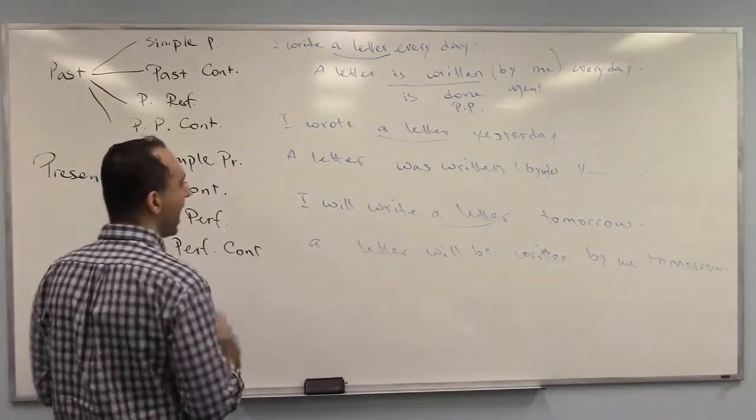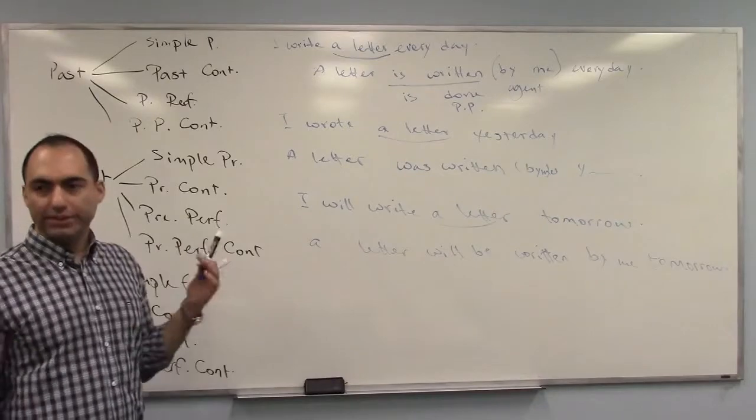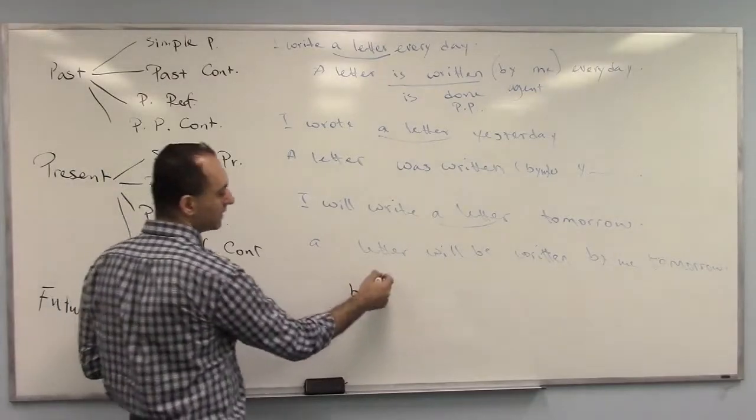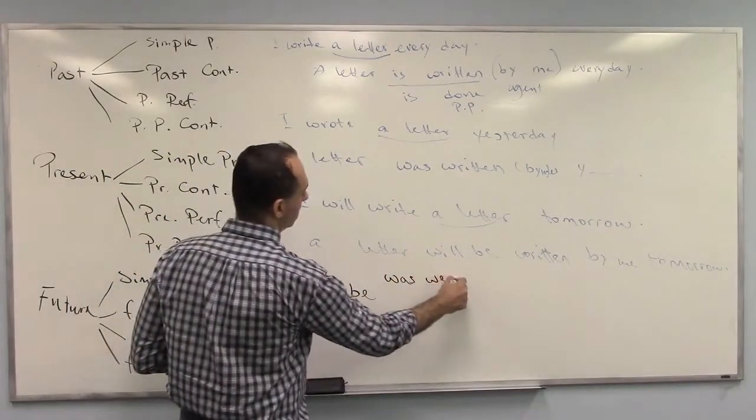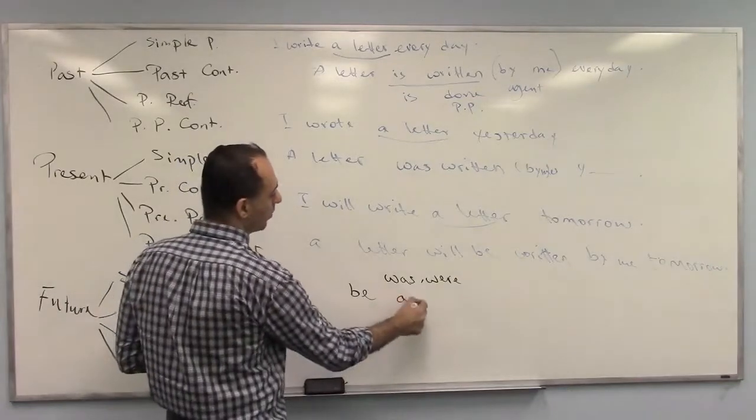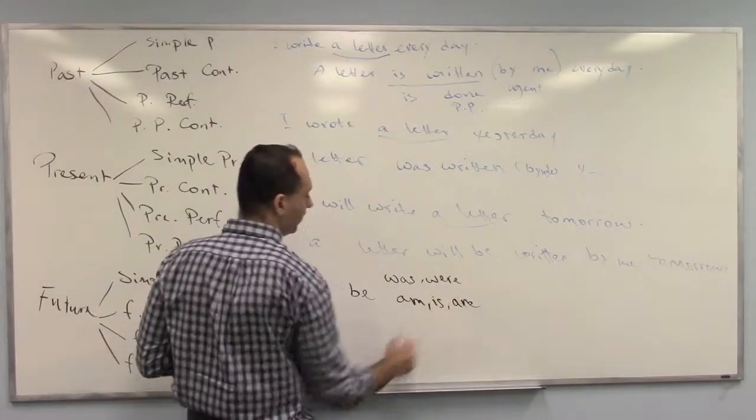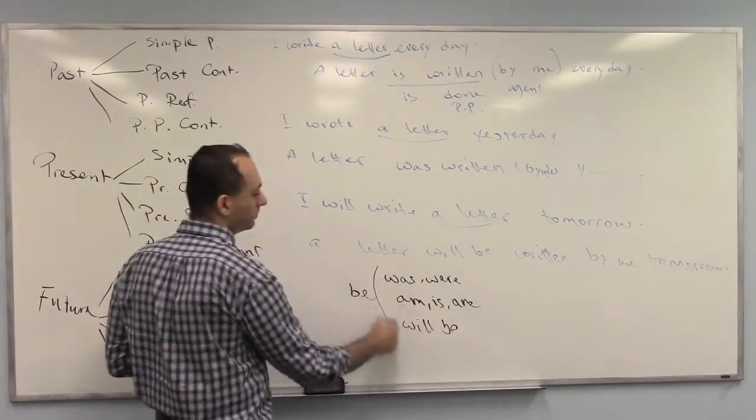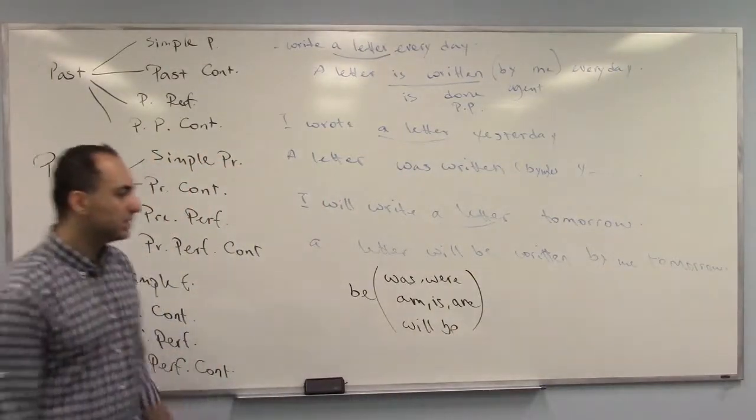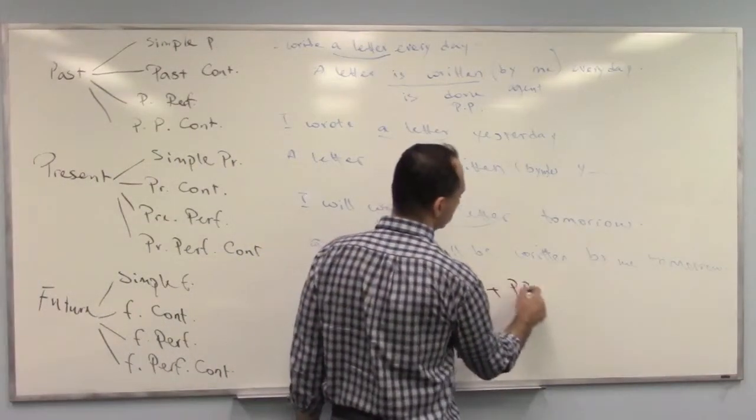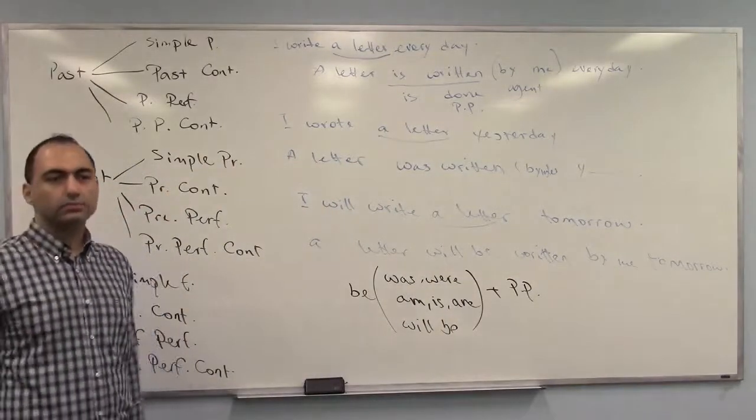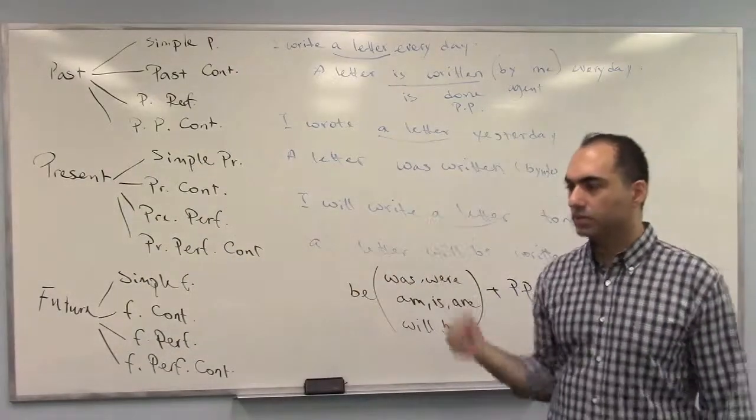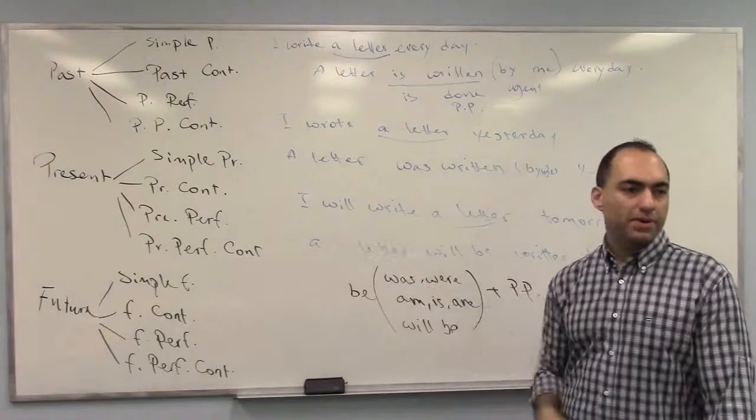So, it is actually, in simple tenses, the verb be. In the past, be was, were. Now it's am, is, or are. In the future, it will be. Plus past participle. In all three simple tenses, be plus past participle.